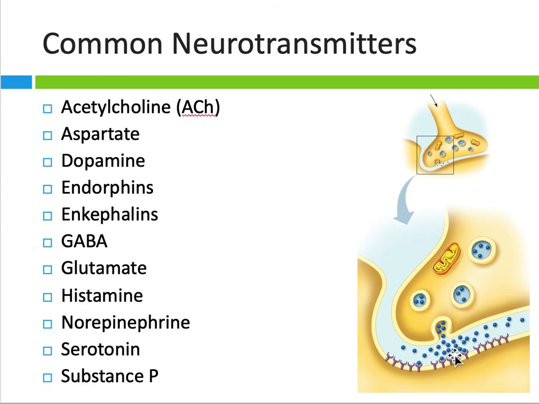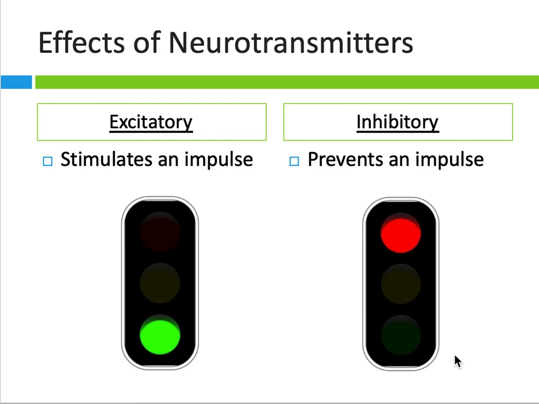So when we talk about common neurotransmitters, here's a list of them. They do a variety of different things. Some of them control emotion and mental health. Some of them have to do with blocking pain, allergic reactions, muscle contraction. They do a lot of different things. When we look at neurotransmitters, there are two main categories. They're excitatory and inhibitory. So when a neurotransmitter binds to the receptor on the postsynaptic neuron or on the effector, if it's excitatory, it's going to stimulate an impulse. It's going to make something keep happening. If it's inhibitory, it's going to prevent or stop an impulse.